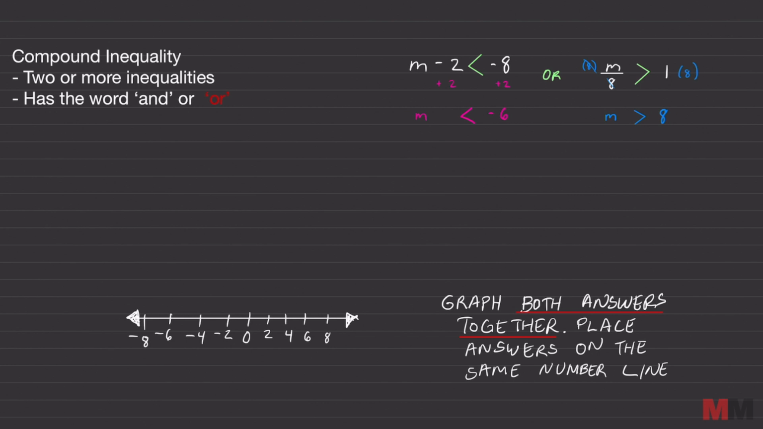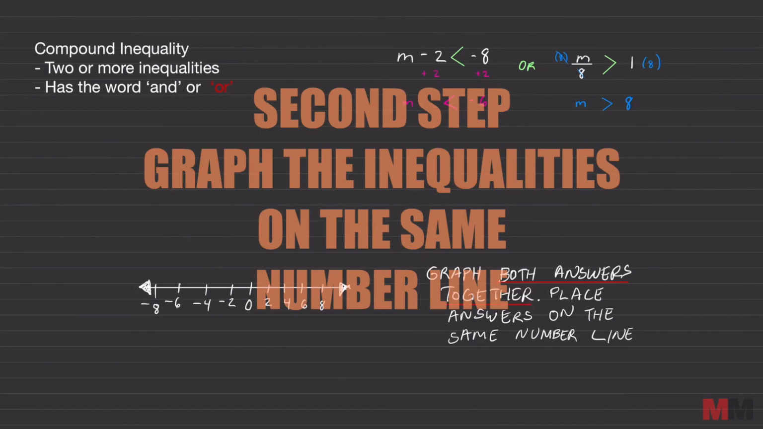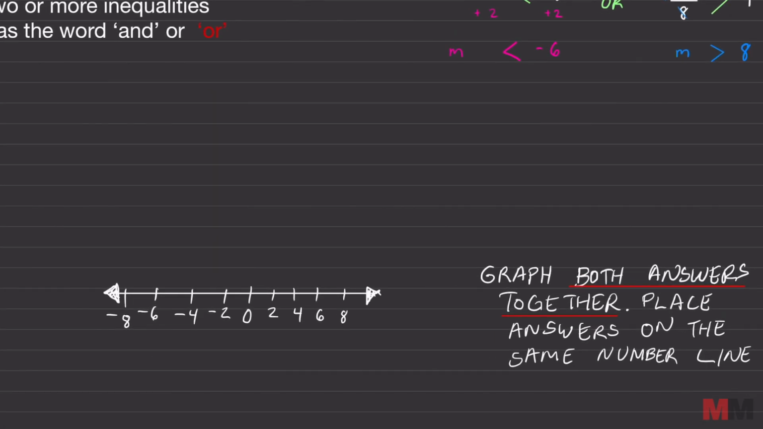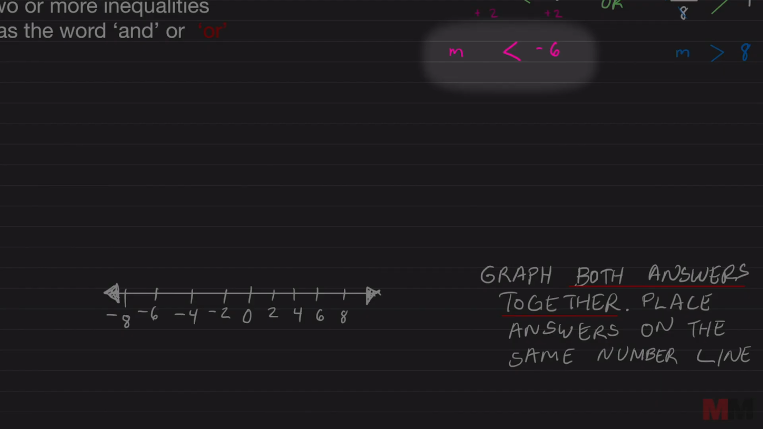The second step in OR compound inequalities is a lot easier. All you got to do is graph your solution within the same graph. Graph both answers together. Place answers on the same number line. So we're graphing m is less than negative 6. I'm going to go to negative 6 with an open circle going to the left because it says less than.